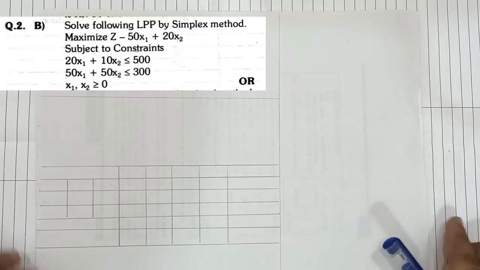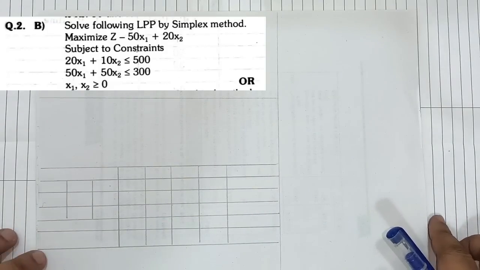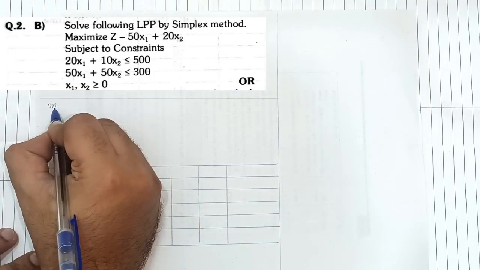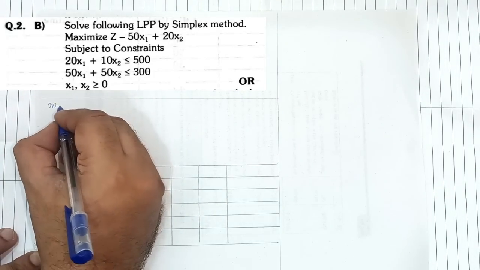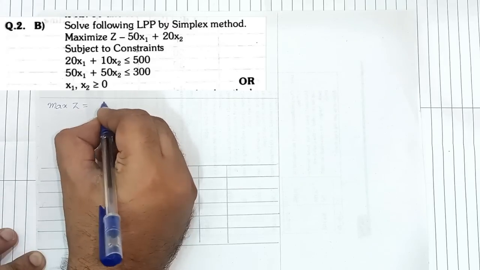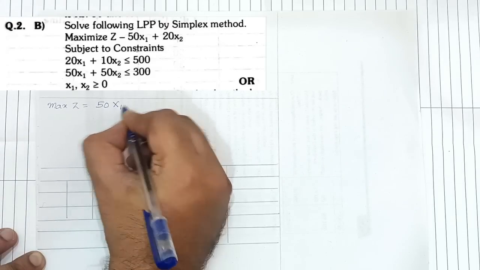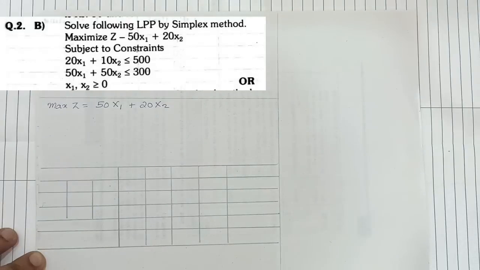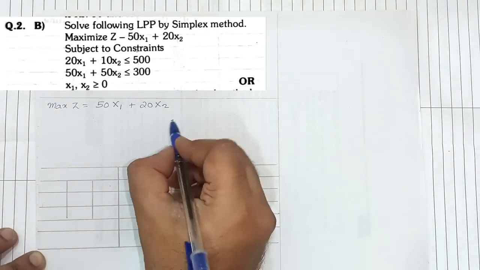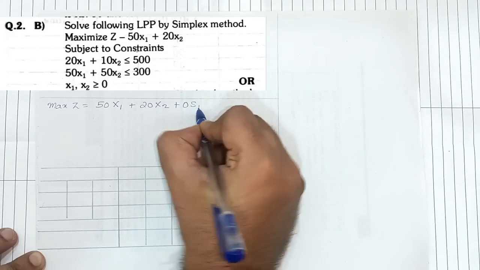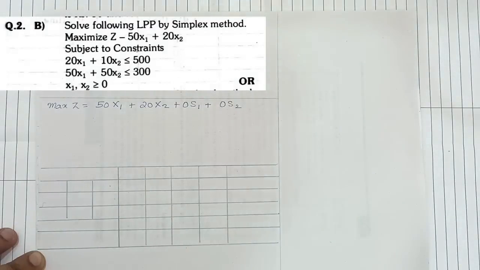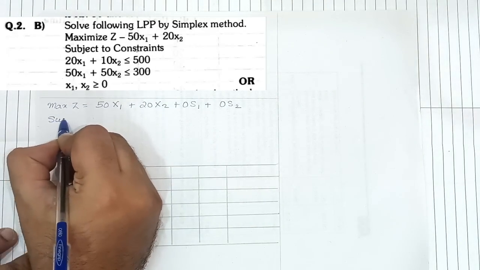Whenever a simplex method sum is given, the first thing that you all need to do is first note down the objective function and subject to constraints. So we'll start. Here it is giving you max, the objective function, a maximization sum. So max z is equal to 50x1 plus 20x2. Now there are two subject to constraints which are given to you. So we'll have to prepare two slack values in this, plus 0s1 plus 0s2. Those are called slack values because two equations have been given and we'll have to put two dummies there. Subject to constraints.